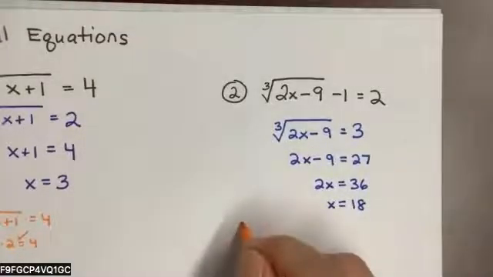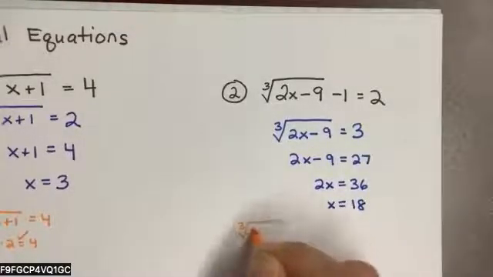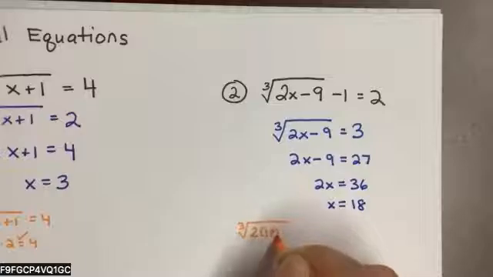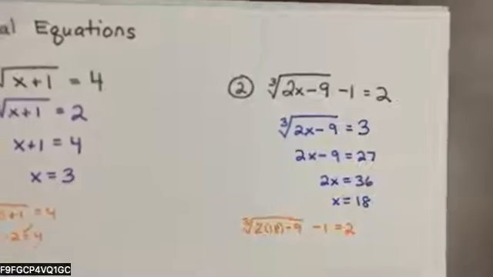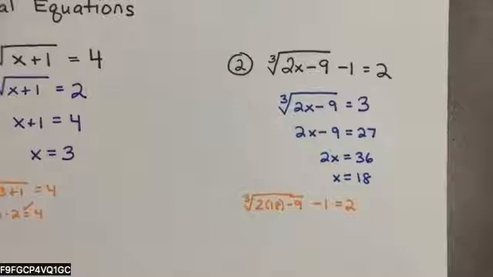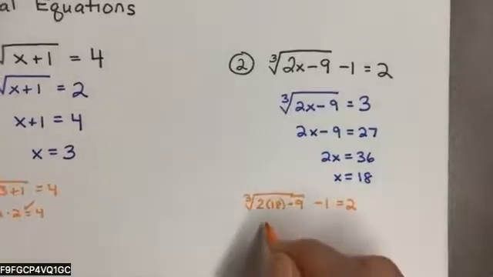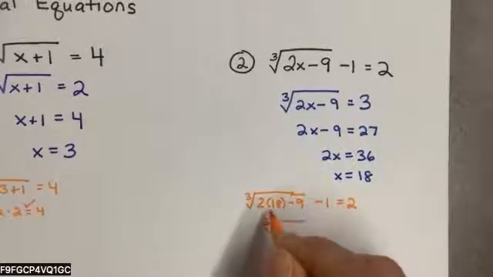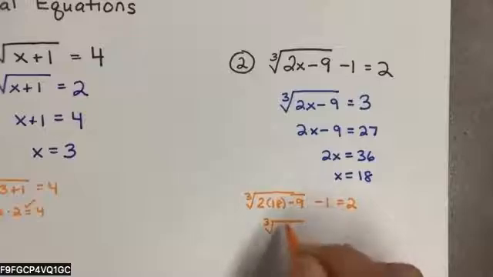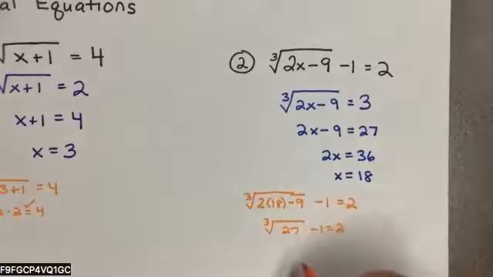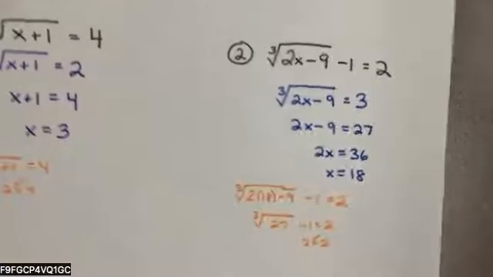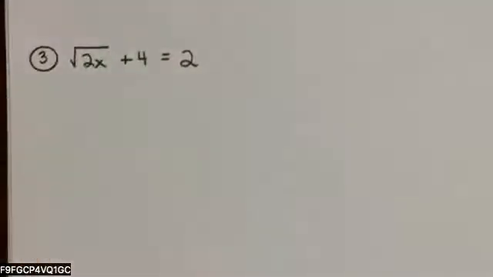And again, just because this is kind of new stuff, it might be nice to go back and double check my answer, because I can just plug it back in. We know this. We haven't done it in a while, but we know how to do it. 2 times 18 is 36, minus 9 is 27. Cube root of 27 is 3, minus 1 is 2. So it works. Awesome. All right, let's try another one.